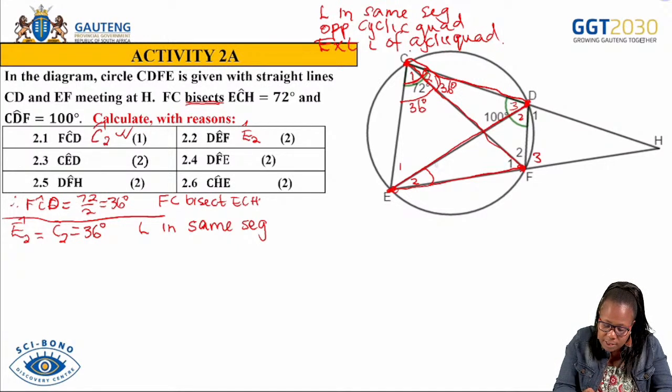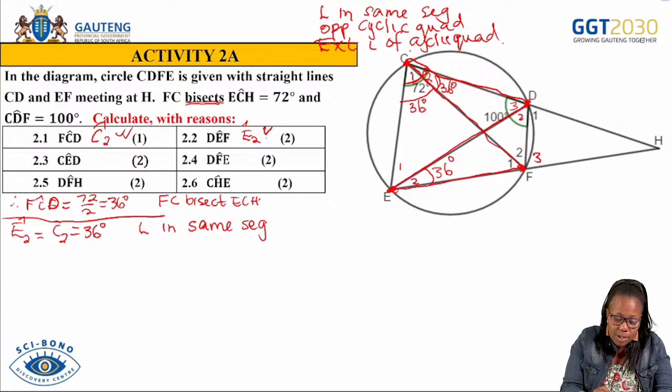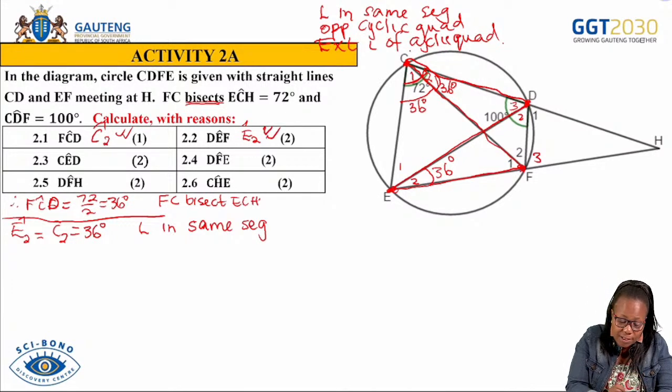That's the correct reasoning. So after calculating an angle, put it on the diagram. Therefore, E2 will be 36 degrees also. We are done with that one. Remember, E2 stands for DEF. We are talking about the same angle there.